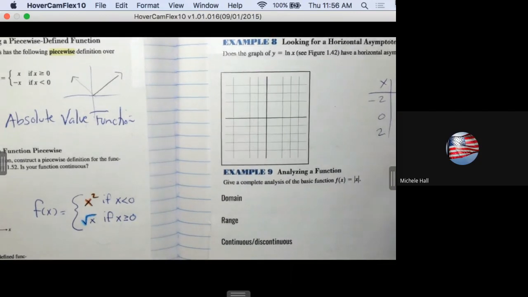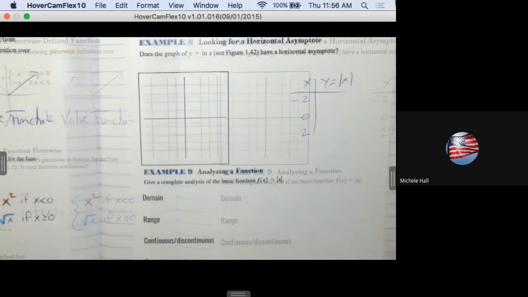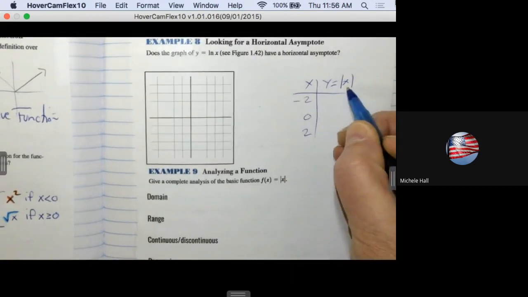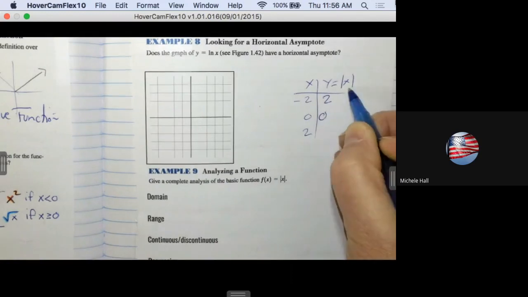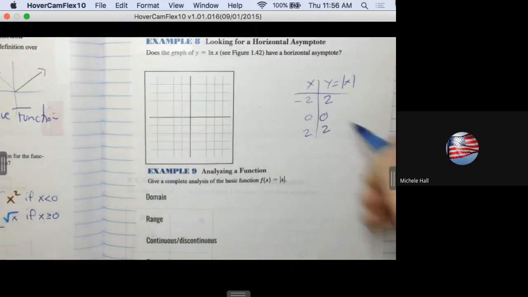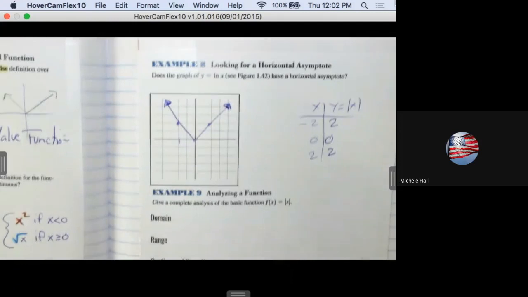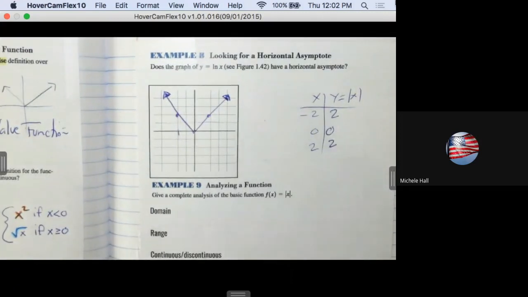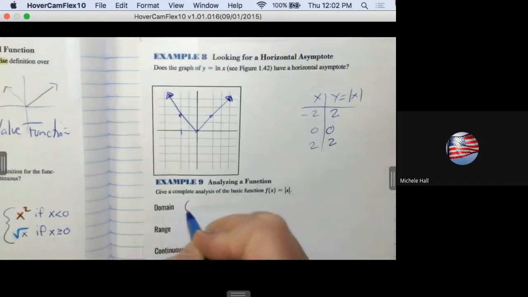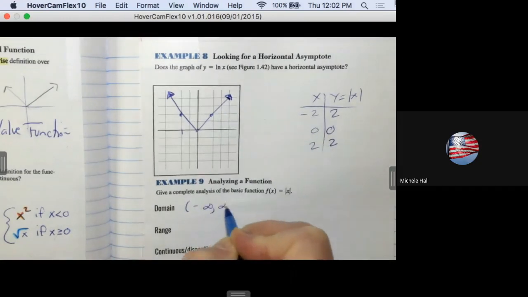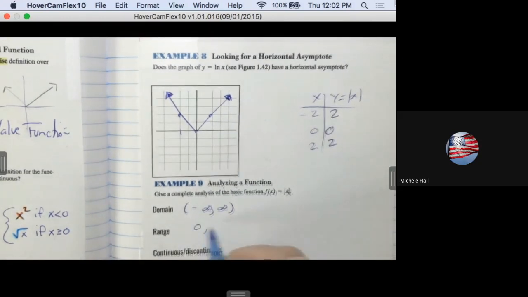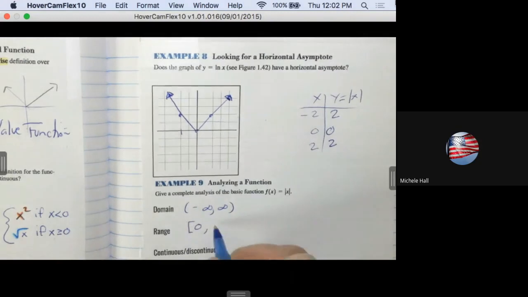Y equals the absolute value of x. So the absolute value of -2 is 2. The absolute value of 0 is, and the absolute value of 2. And I'm just going to plot those points. The domain of this function is what? Good. And the range? Very good. It includes 0 in that range.